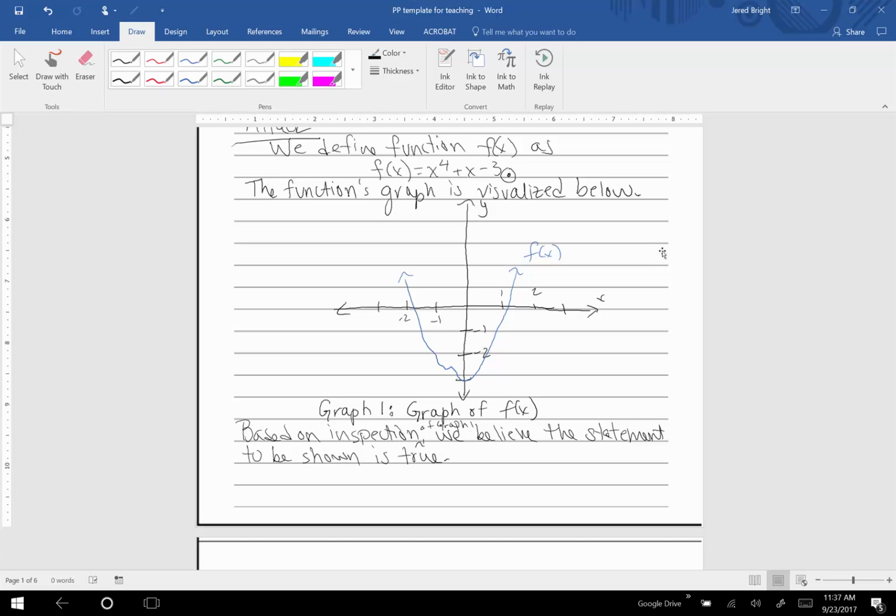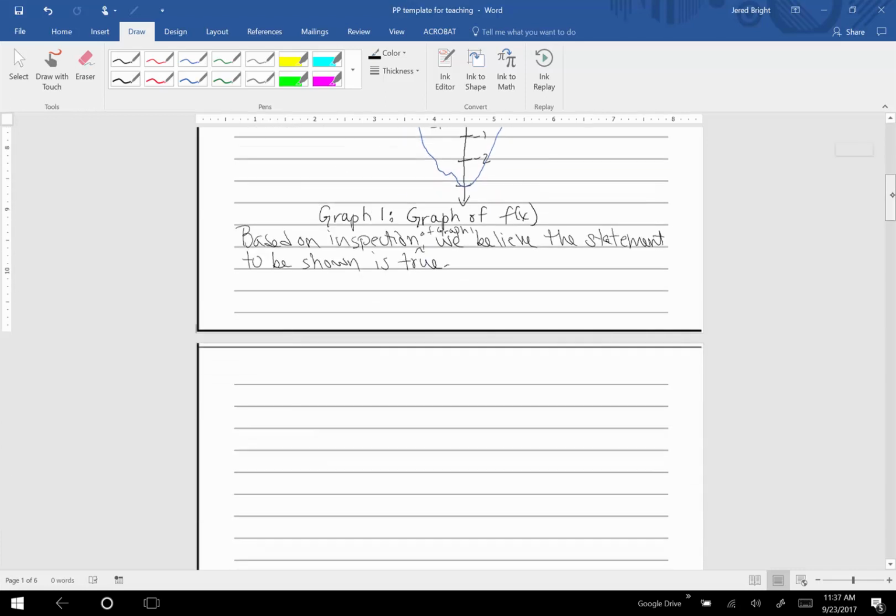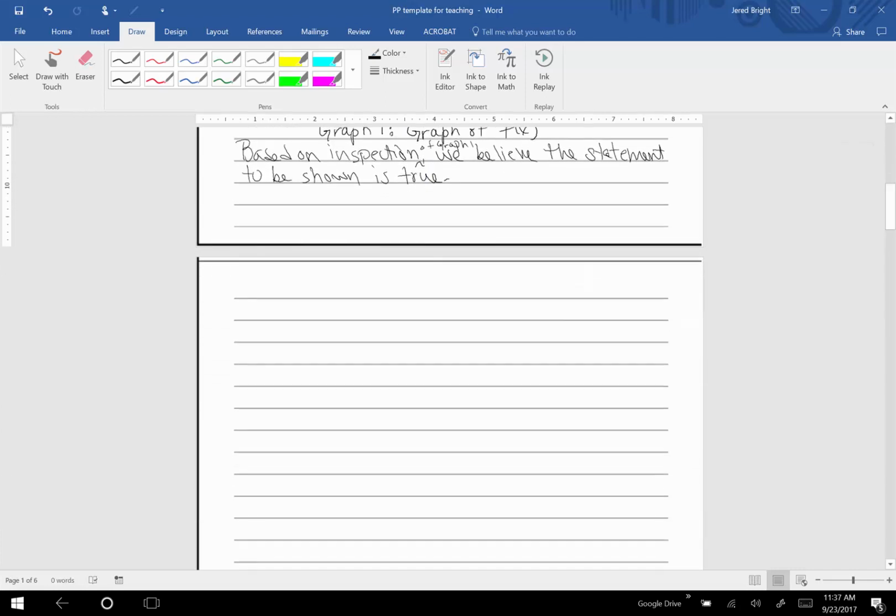What I've done here is I have two different pieces. I have the function defined, and I have a visualization of it, which you won't necessarily need to include per the instructions of the problem, but I did. Now I'm going to go on and do the calculus or the algebra components.